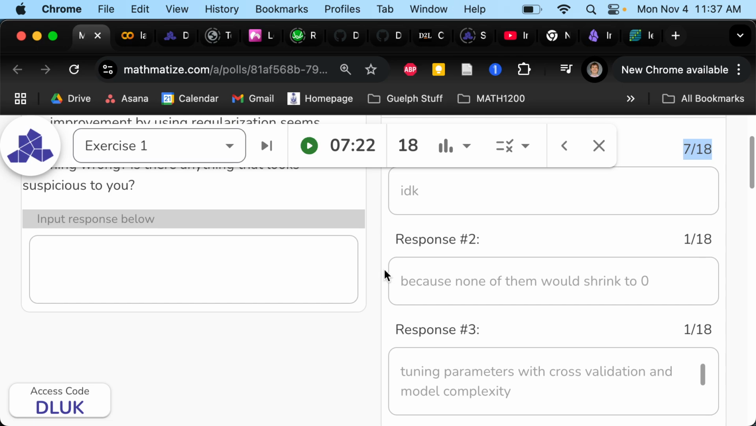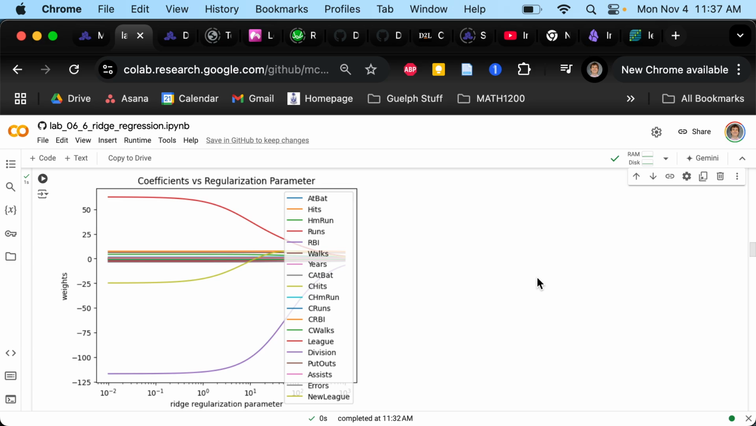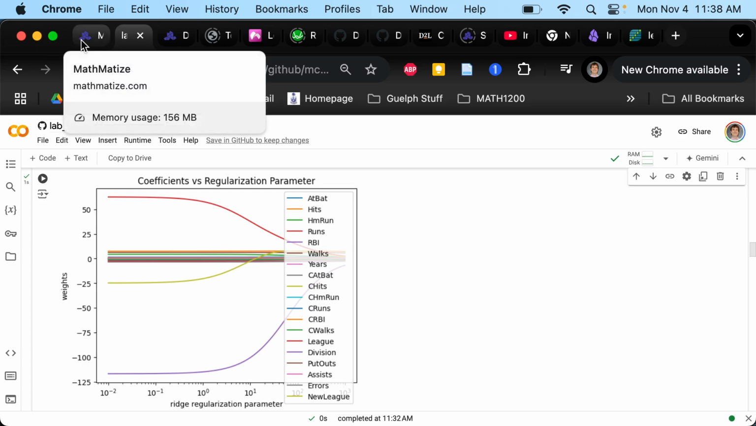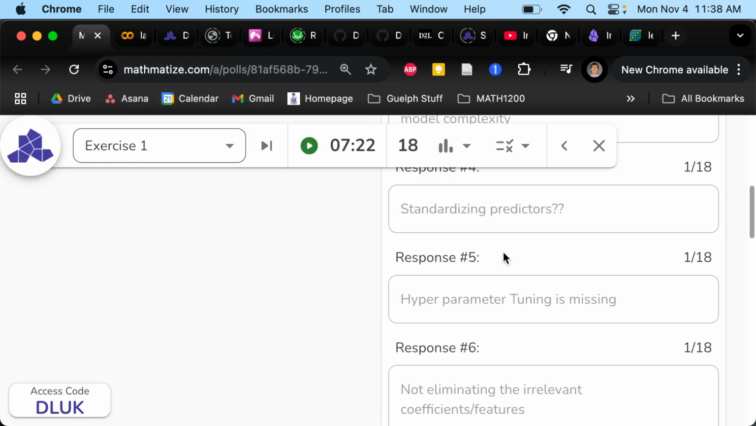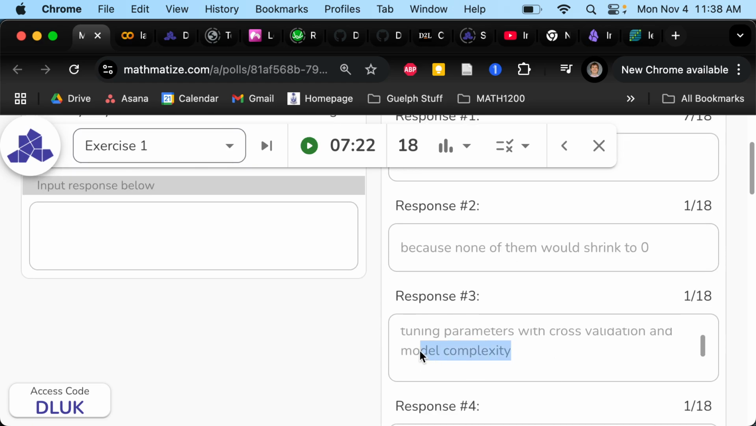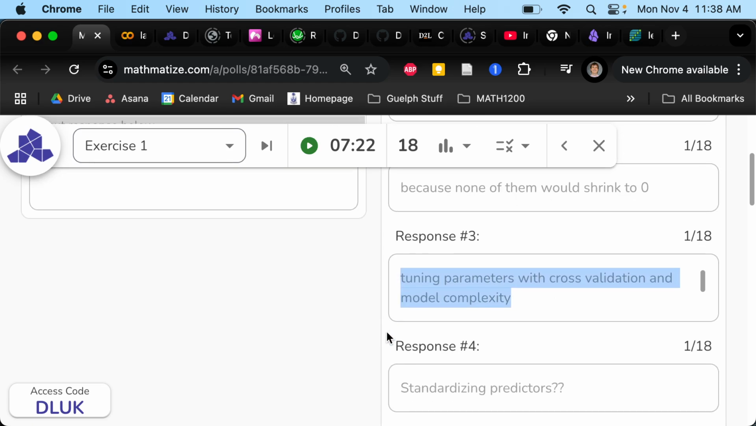Okay. None of them would shrink to 0. So it does seem like they are shrinking to 0. They are, as you increase the parameter, everything shrinks to 0. It's just that the thing that's weird is a lot of them started near 0 and didn't change much. That's kind of the weird thing. But what do we think is going on there? Why do we think that's happening? And we are doing this. We are tuning with cross-validation and model complexity.